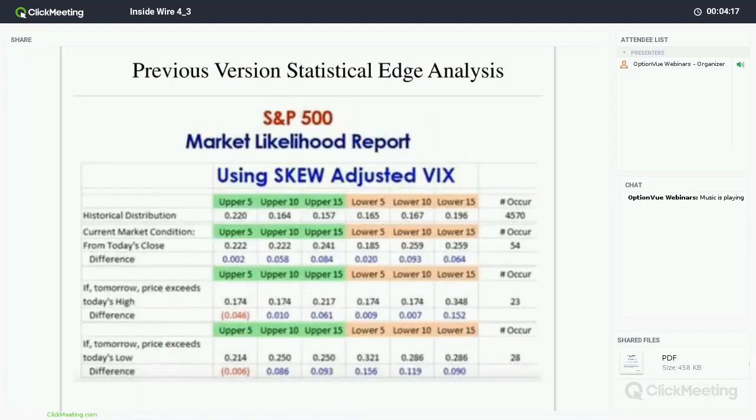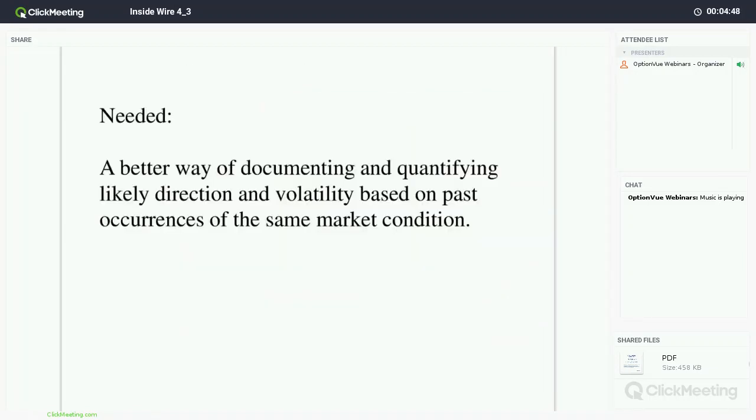We came up with these various reports. Here's the market likelihood report, where I use the upper and lower bands to determine the likelihood of the market moving and hitting those bands more or less often. That's the technology I used, and I'm still using, to determine the likelihood of a given market condition for the future market going up, down, or wobbling around for a bit.